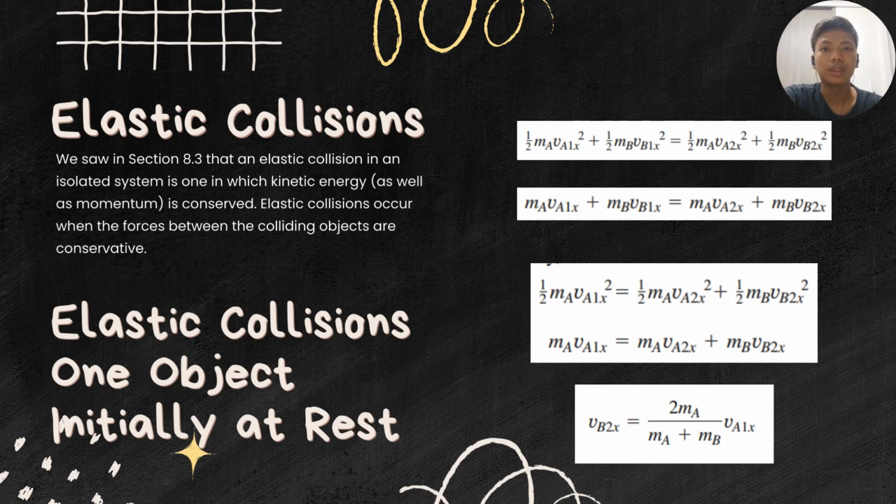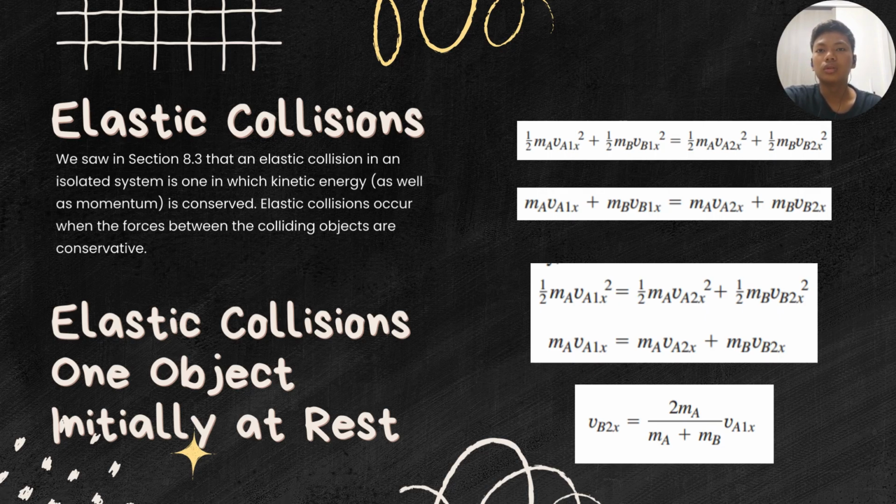So in the second formula, we can see here M stands for mass. M of A is the mass of the first object, M of B is the mass of the second object. So V_A1x is the first velocity of the first object, and V_B1x is the first velocity of the second object. V_A2x is the final velocity of the first object, and V_B2x is the final velocity of the second object.